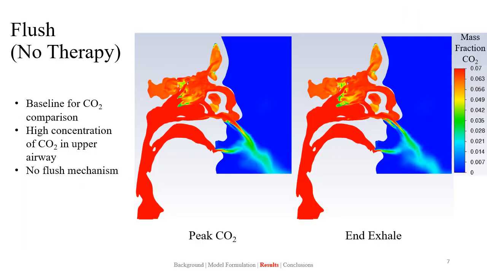Provided are contours of mass fraction CO2 for the no therapy flush model, with red being high CO2 and blue being regions of low CO2. This model was used as a baseline for CO2 comparison for other models. Notice the high concentration of CO2 in the upper airway, and the fact that there's no flush mechanism, which means the peak CO2 contour looks very similar to the end exhale CO2 contour, as there's no cannula flow forcing evacuation of the upper airway.